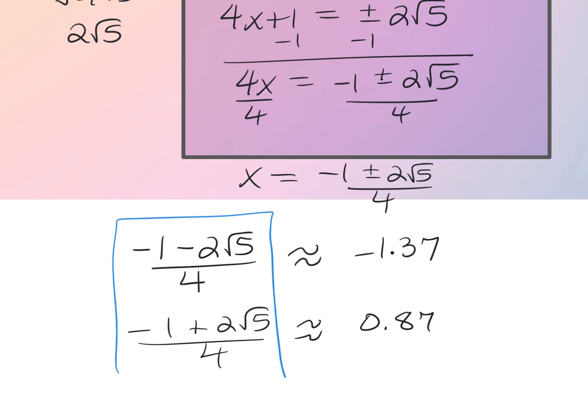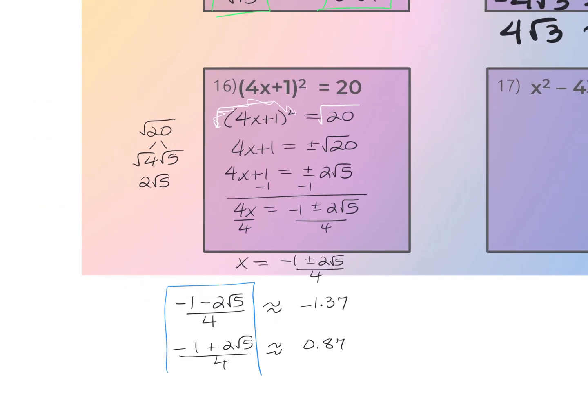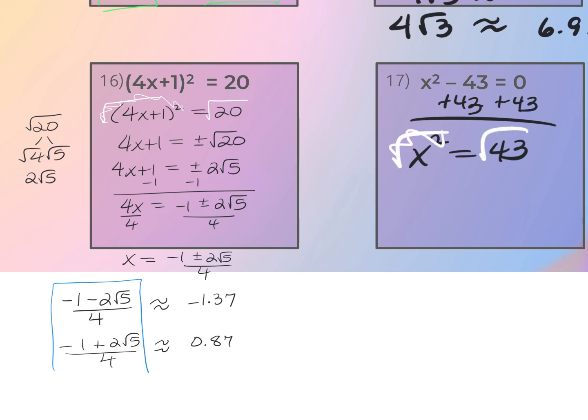Let's try another one. My goal is to isolate the square term. I'm going to add 43 to both sides. I get x squared equals 43. Square root both sides, which cancels that, and I get x is equal to positive and negative square root of 43. 43 is prime. I can't break it down.